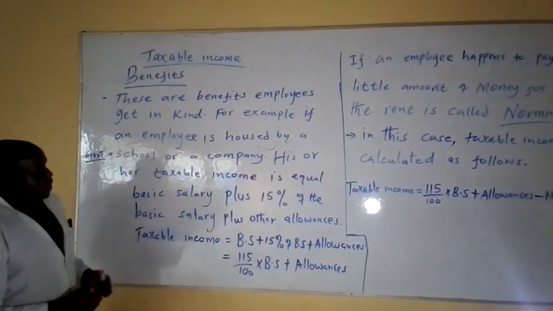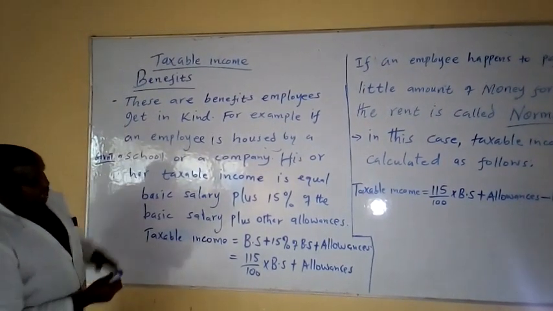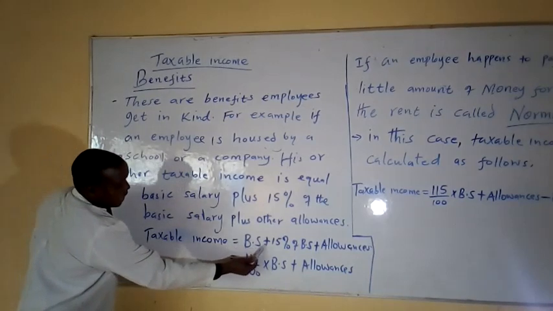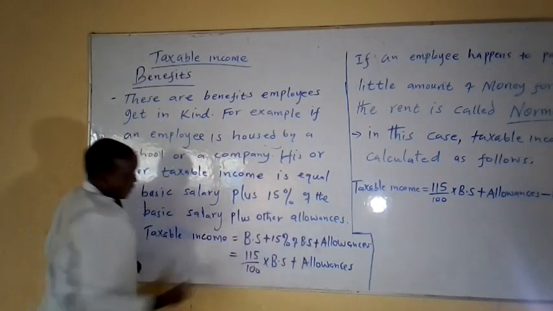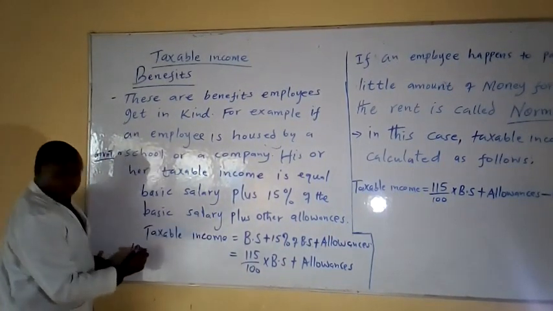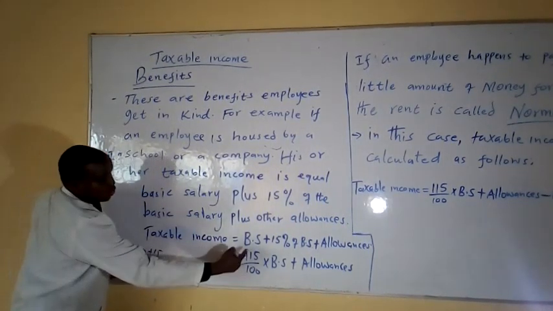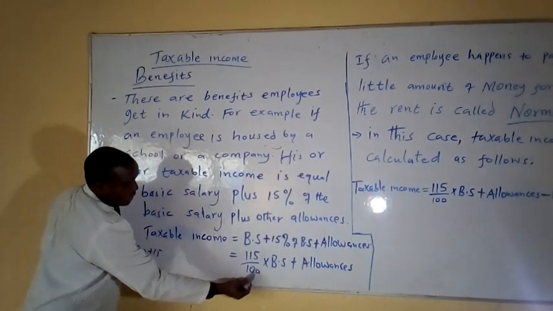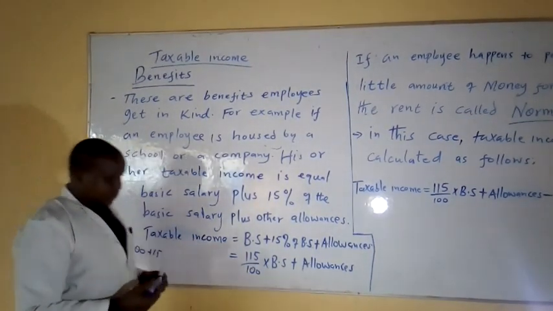So therefore, if this person is given these benefits, taxable income is equal to basic salary plus 15% of the basic salary plus allowances. In short, 100 plus 15% is 115. So you just simply write 115 divided by 100 times basic salary and then plus allowances.